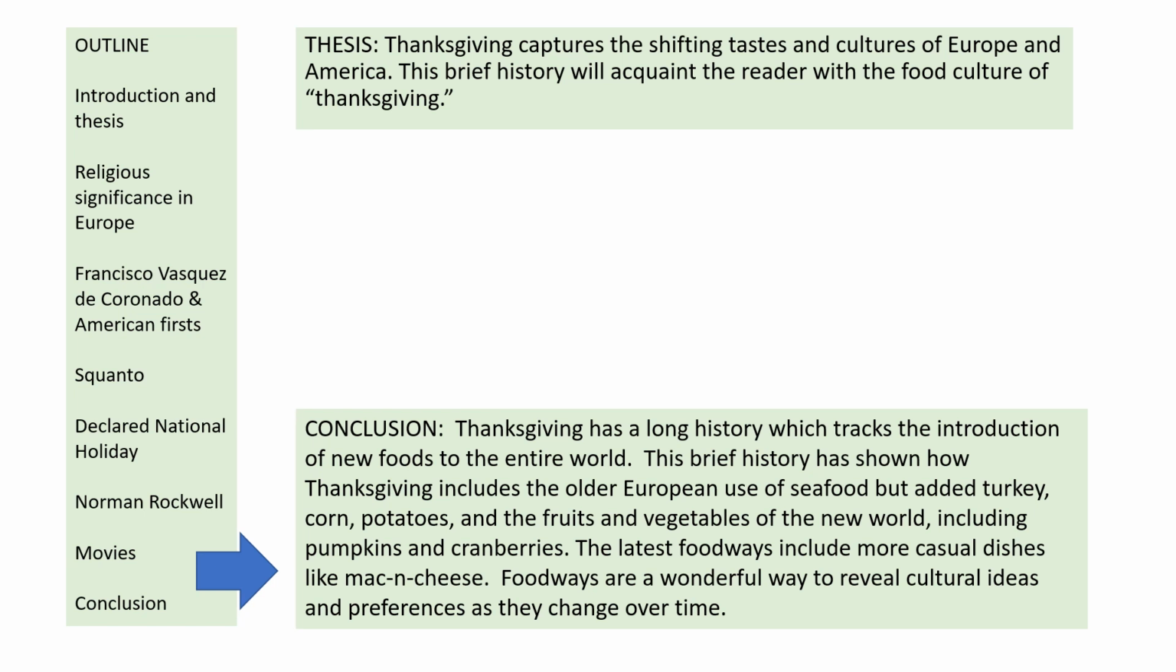Rather than having something about culture, I would say this brief history has shown how Thanksgiving includes older European use of seafood, but adds turkey, corn, potatoes, and the fruits and vegetables of the New World, including pumpkins and cranberries. The latest foodways include more casual dishes like mac and cheese. And then I might say foodways are a wonderful way to reveal cultural ideas and preferences as they change over time.